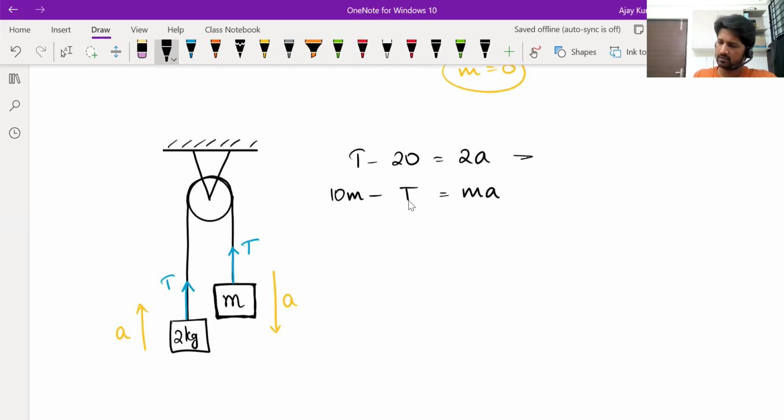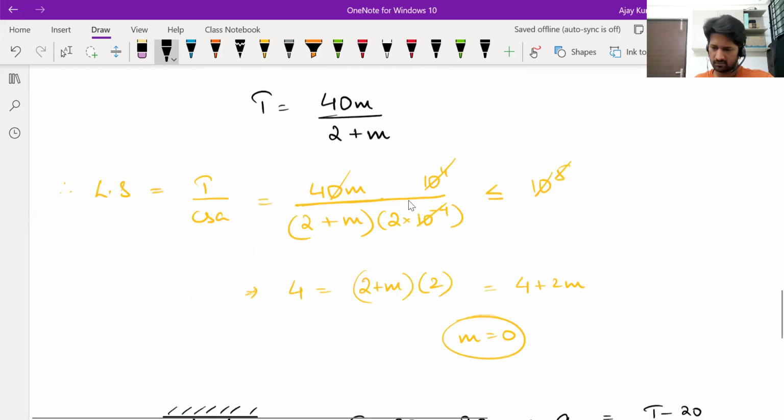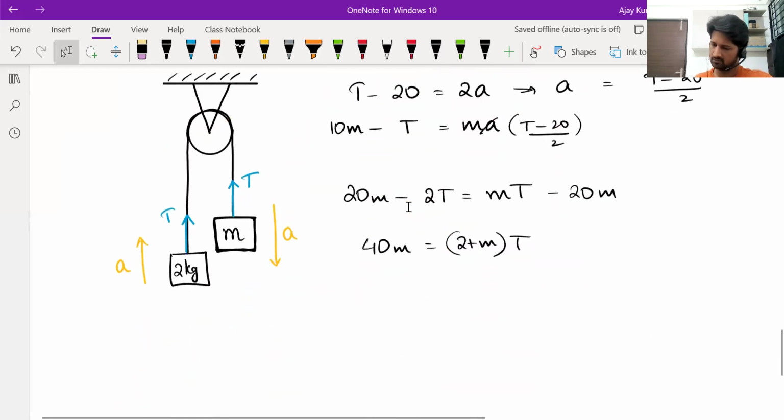Getting a from the first equation, you get (T minus 20) divided by 2. Substituting in the second equation, (T minus 20) divided by 2. Cross multiplying, 20m minus 2T is equal to mT minus 20m. We are getting the same equation. 40m is equal to (2 plus m) into T. Earlier also we got the same thing.